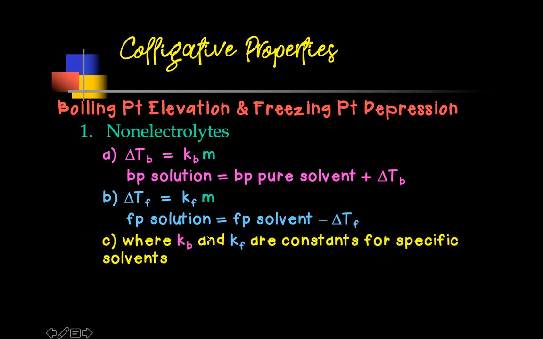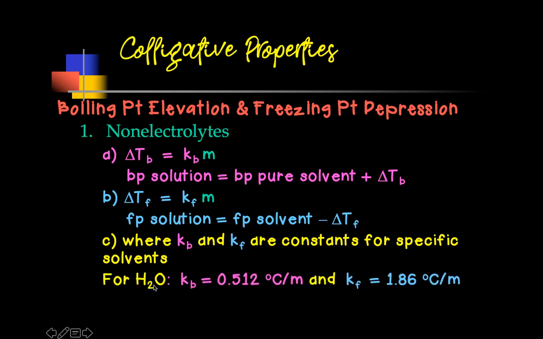So just making sure we've got it. K_b and K_f are constants. Someone has done a lot of experiments and research, and we can just look these up. In fact, I'm going to give you the K values for water because we use it a lot. The K_b value for water is 0.512 degrees Celsius per 1 molal of solution. The freezing K for water is 1.86 degrees Celsius per 1 molal of your solution. So if you have a higher molality, you multiply it more and it changes more.